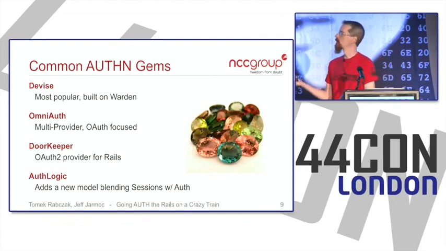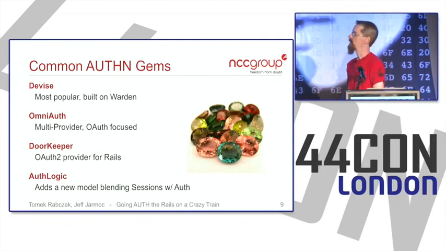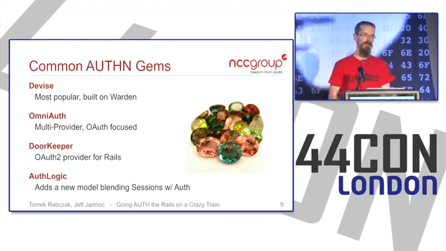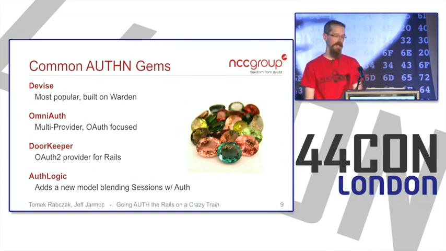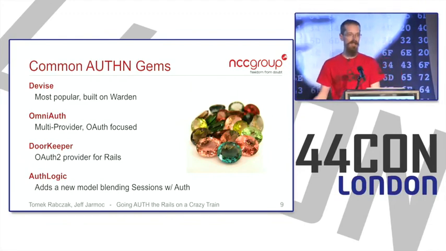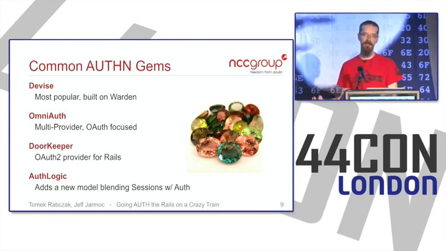The second one worth mentioning is OmniAuth, a multi-provider OAuth consumer. It allows you to do third-party OAuth authentication against, say, Facebook or Google or something like that. Devise has some hooks that call back into OmniAuth, so you can integrate OmniAuth within Devise, which is kind of nice. It gives you the flexibility of having a database-backed authentication system built on Devise while still having the flexibility to use OmniAuth for OAuth.